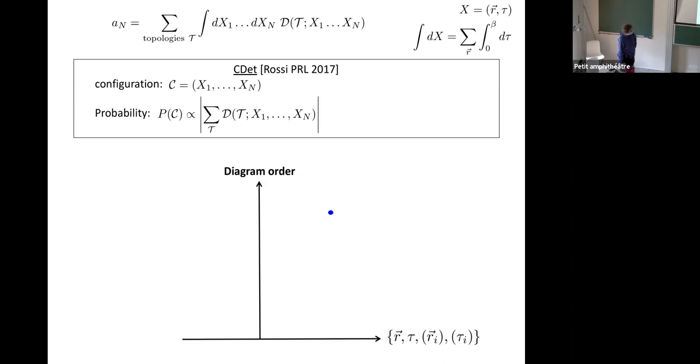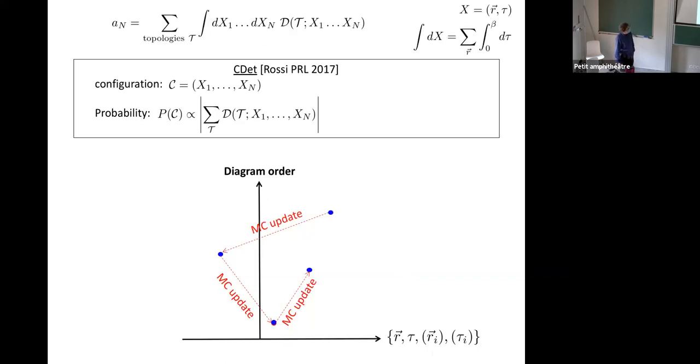So now we have one axis less in this intuitive representation, where we just do Monte Carlo updates, changing the order and changing the values of these internal variables. And typically for the CDet method, we work in position and imaginary time representation.